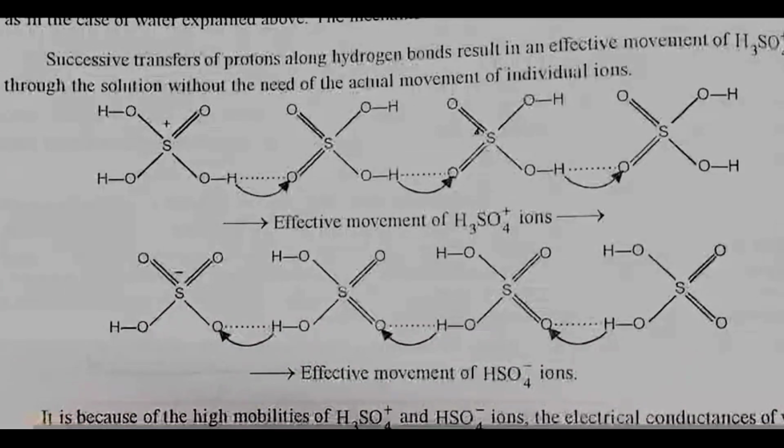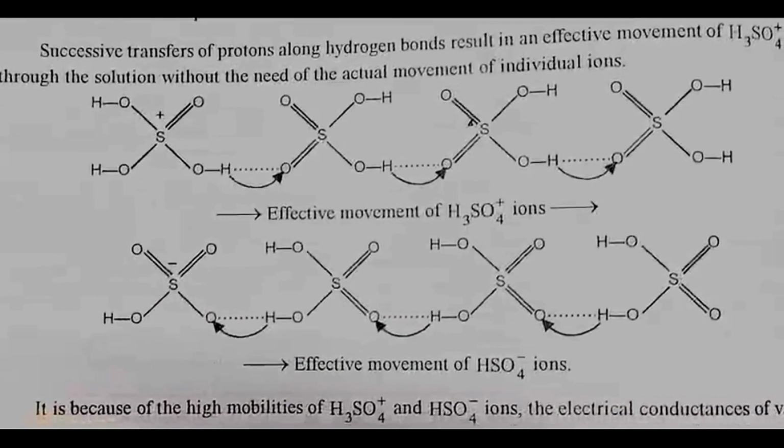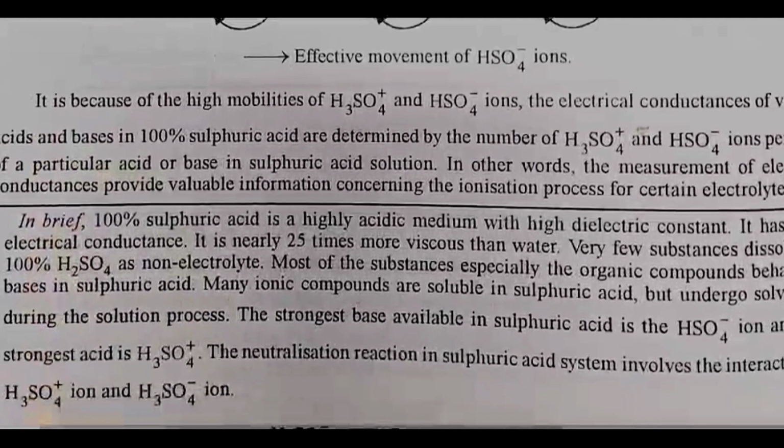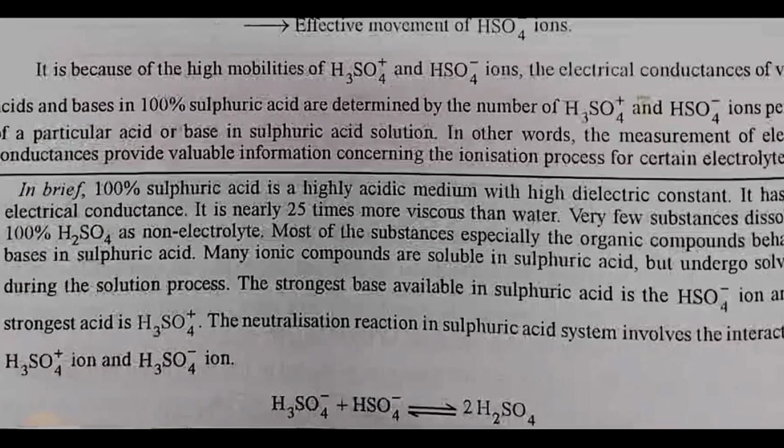Successive transfer of protons along hydrogen bonds results in the effective movement of H3SO4⁺ ions through the solution without the need of actual movement of individual ions. It is because of the high mobilities of H3SO4⁺ and HSO4⁻ that the electrical conductances of various acids and bases in 100% sulfuric acid are determined by the number of H3SO4⁺ and HSO4⁻ ions per mole of a particular acid or base in sulfuric acid solution. In other words, the measurement of electrical conductance provides valuable information concerning the ionization process of certain electrolytes.